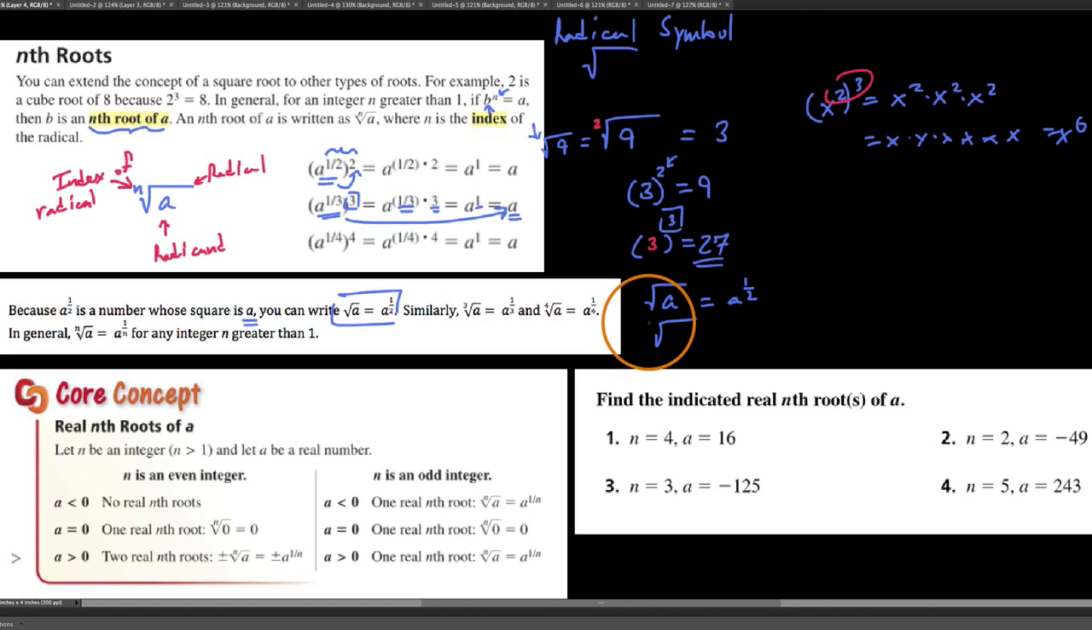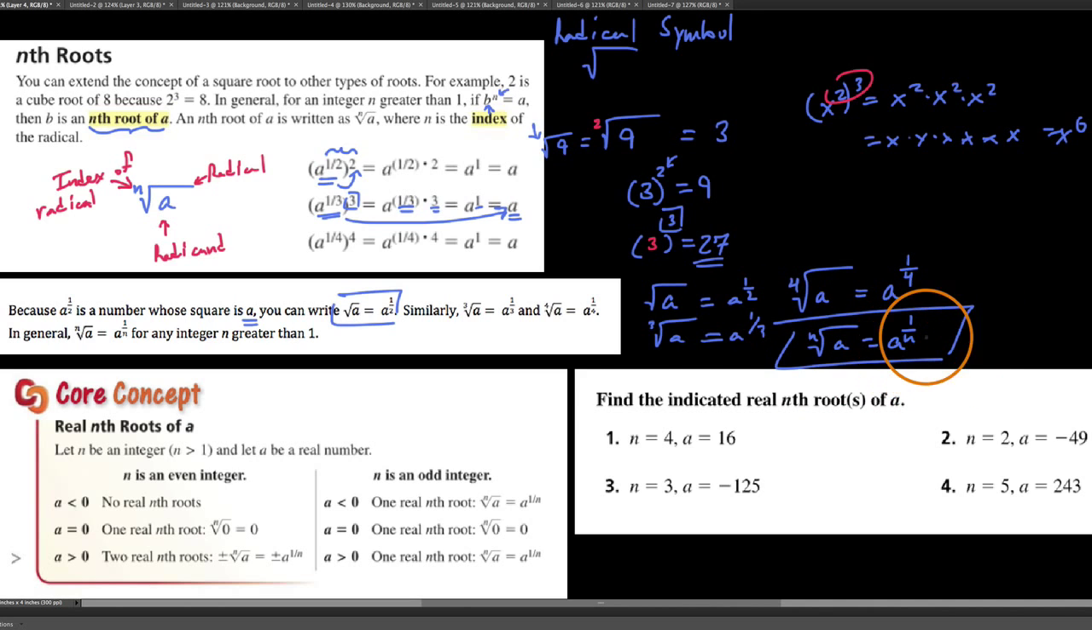Then the cube root of a would be a to the 1/3. And likewise, we could extend this to the 4th root of a. If I took the 4th root of a, we could say this is a to the 1/4 power. But in general, for an nth root of a, we say a is being taken to the 1/n.